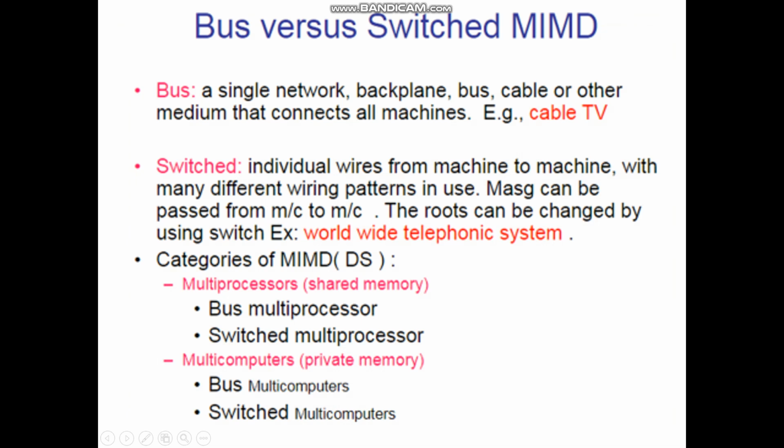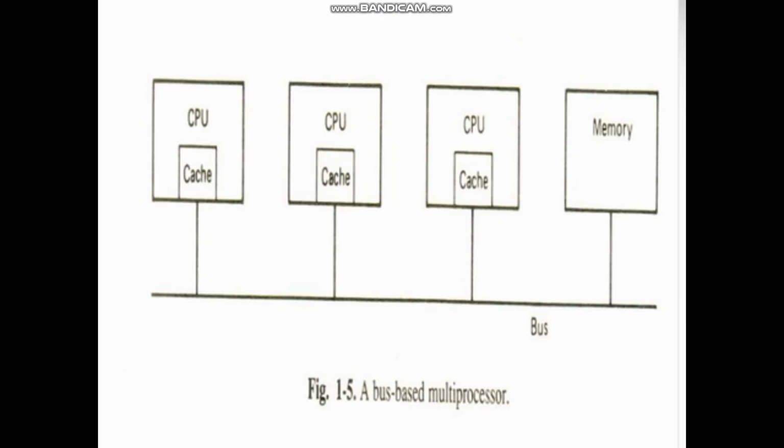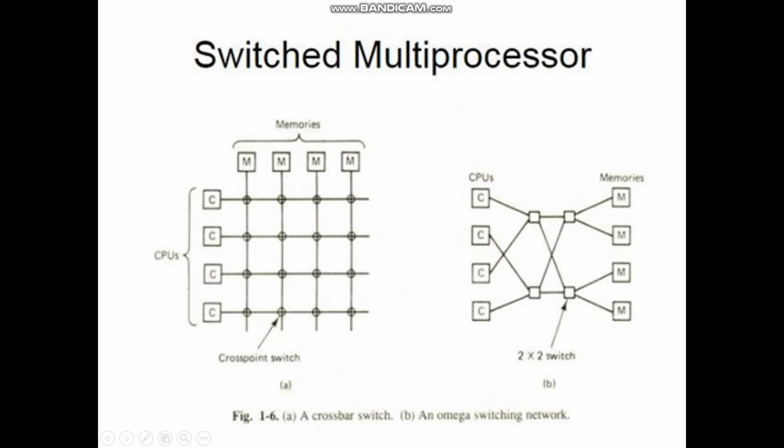So already we have seen the distributed system which is considered as MIMD. This distributed system is again classified as multiprocessors, which is again classified as bus-based multiprocessor and switch-based multiprocessor. The next category is multicomputers, which is nothing but bus-based multicomputers and switch multicomputers. We'll see one by one. This is bus-based multiprocessors, which consisting of multiple CPUs with a common shared memory, which is connected through the common bus system. This is the next category, which is nothing but switched multiprocessor.